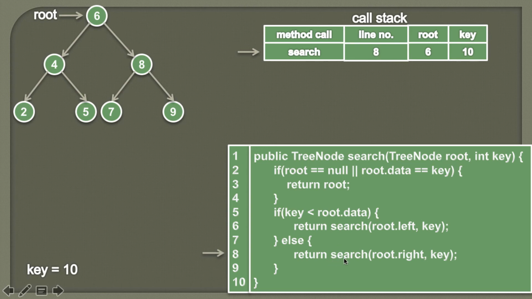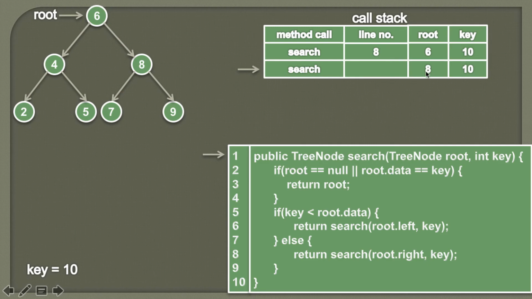And then we'll simply call the search method by passing in root.right and the key which we want to search. So on the call stack, there would be one more search method, and this time root will become 8. So root will point to 8. Moving ahead, we'll check whether root is equal to null or not. So root is not equal to null because it is pointing to a node having value as 8.